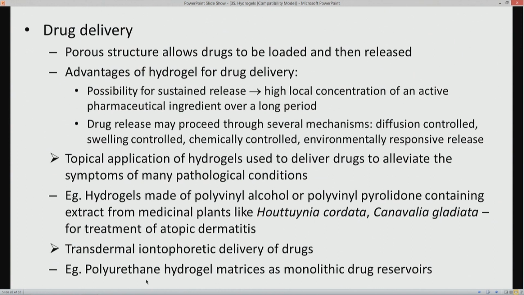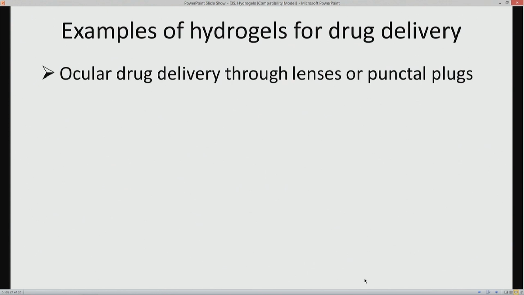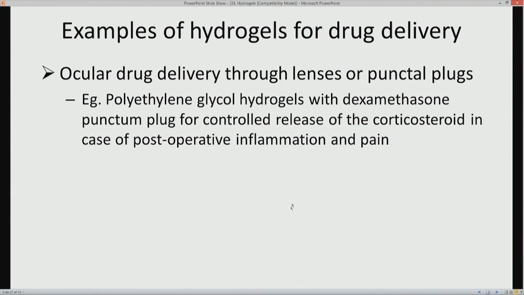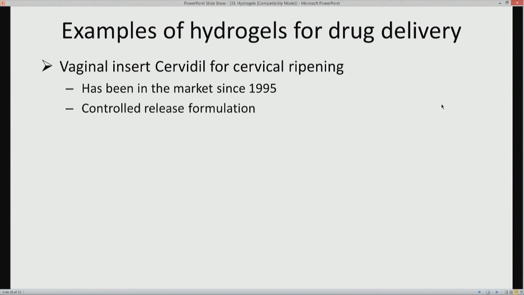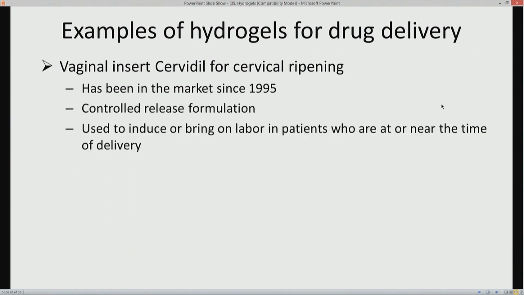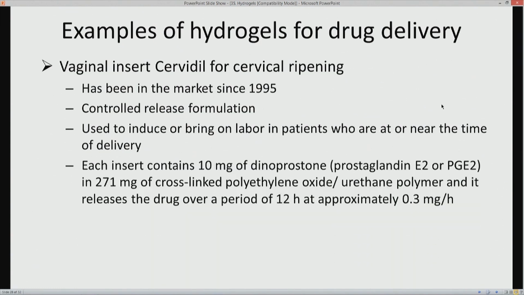Transdermal delivery of drugs: polyurethane hydrogel as monolithic drug reservoirs. Ocular drug delivery systems: lenses or punctal plugs, polyethylene glycol hydrogels with dexamethasone as an anti-inflammatory as well as pain reliever. These have almost reached phase 3 trials. Lot of advantages. Vaginal insert, Cervidil, for cervical ripening. This has been in the market since the late 90s, a controlled release formulation used to induce labor in patients who are near the time of delivery.